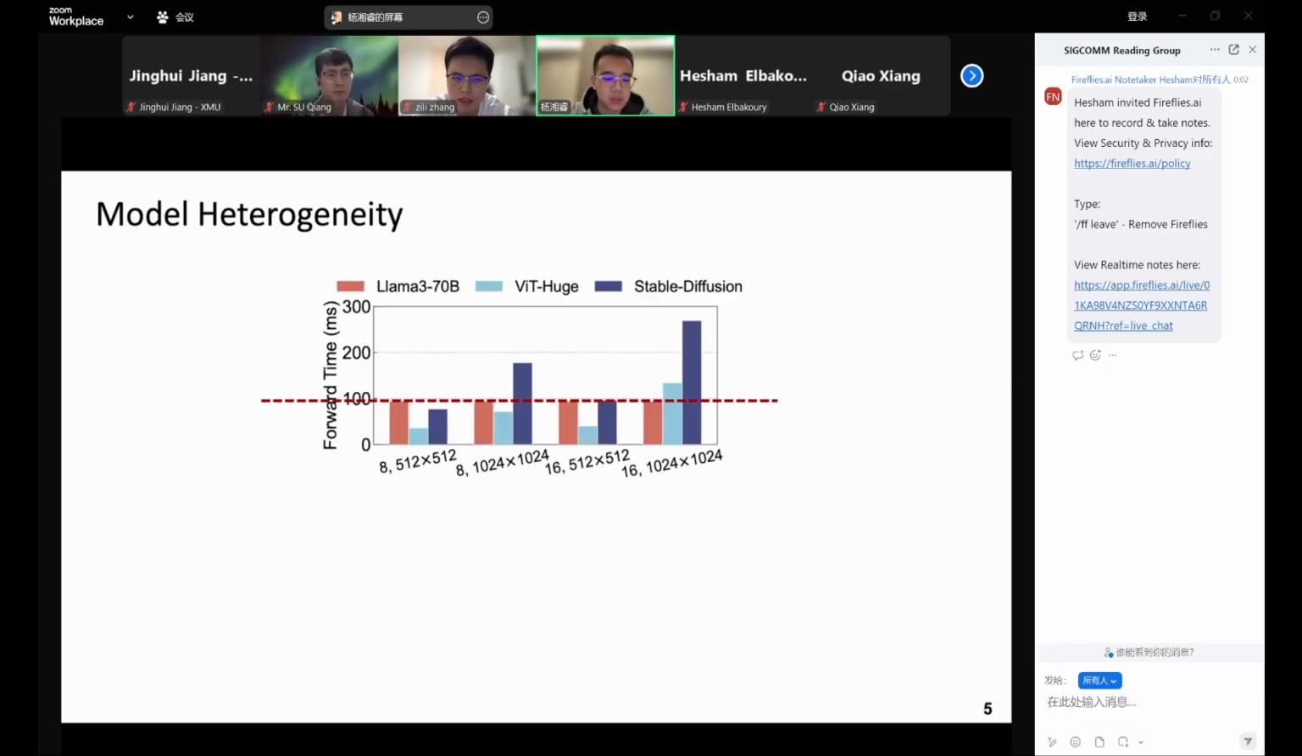To make this problem more concrete, this slide shows the actual forward time for the three modules, as shown in the figure. A 70 billion parameter Llama model, a ViT encoder, and a Stable Diffusion generator have vastly different computational costs, but crucially, the bottleneck isn't fixed.